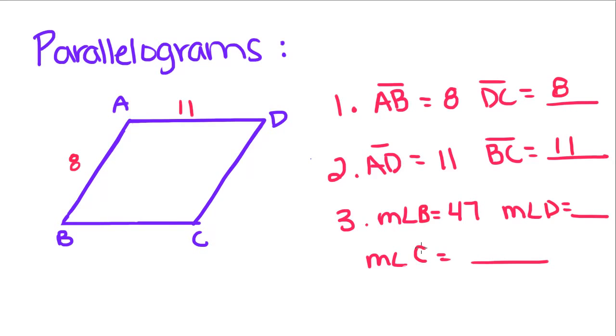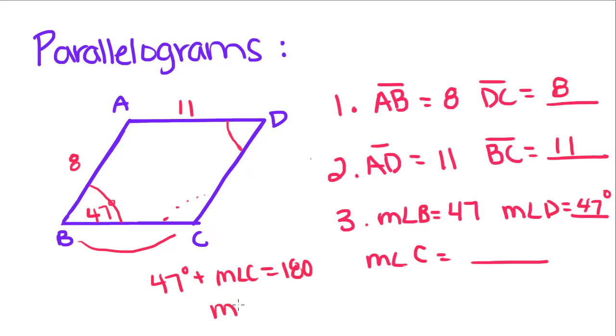The measure of angle 1, so the measure of angle B equals 47. So this right here equals 47. Measure of angle D has to equal what? Well, since we know that opposite angles are congruent, angle D has to equal 47 degrees. So the measure of angle C has to equal, well, consecutive angles are supplementary. So we set 47 plus the measure of angle C equal to 180. So the measure of angle C is 133 degrees.